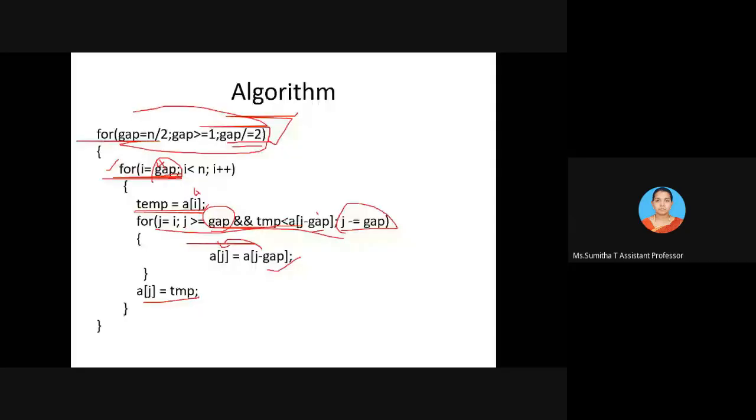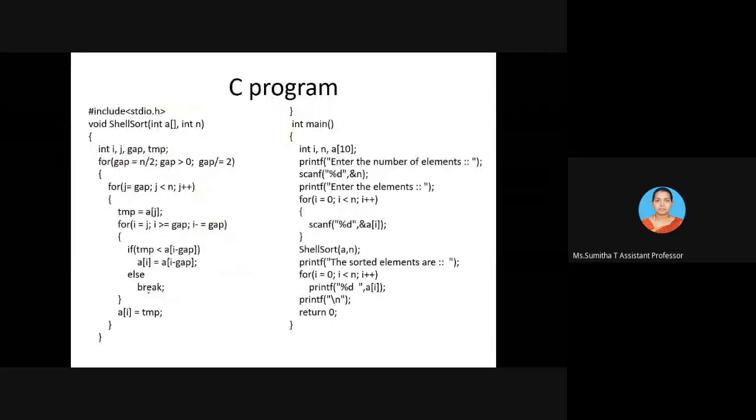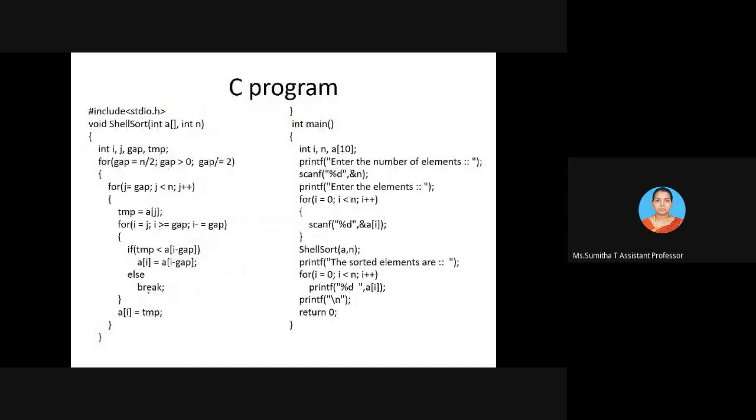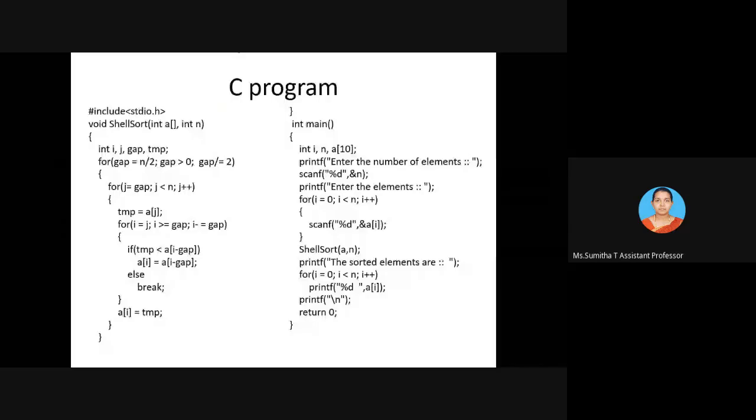Swapping, otherwise we just keep the temp variable. Okay, this is shell sort. Next one, this is the program which we explained here. The same concept is implemented to run the particular program, with all the variable declarations and definitions, so no difference. Please go through this and try to run. I will upload it; if you have any doubt, ask me.